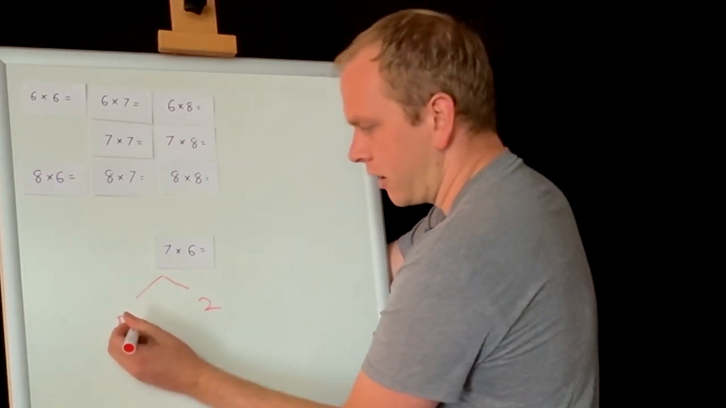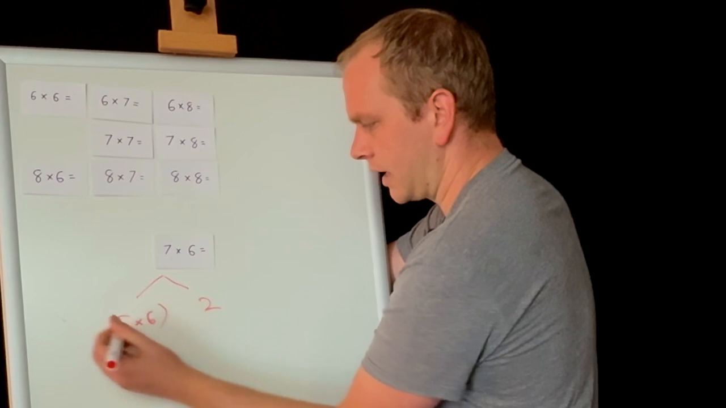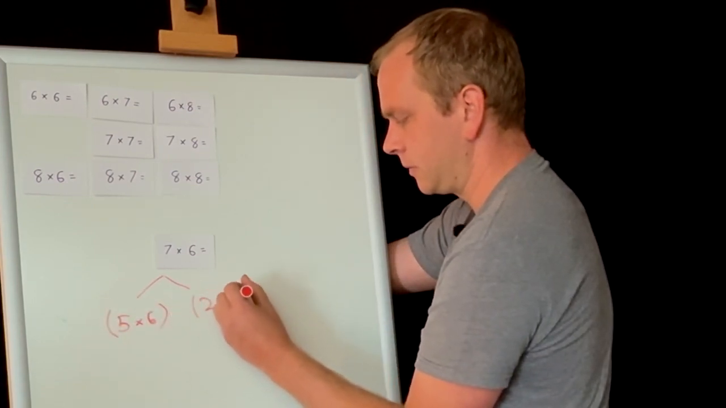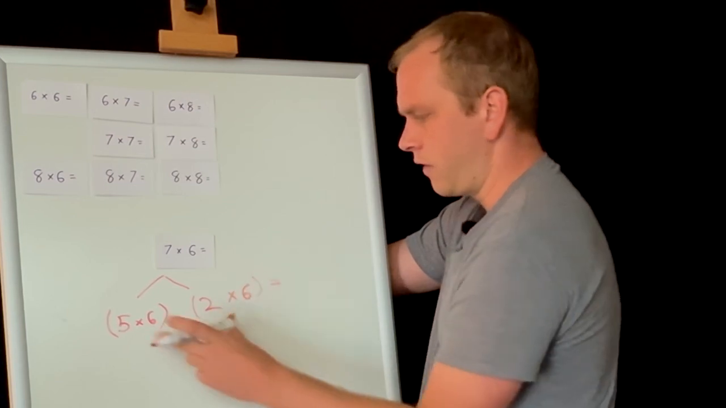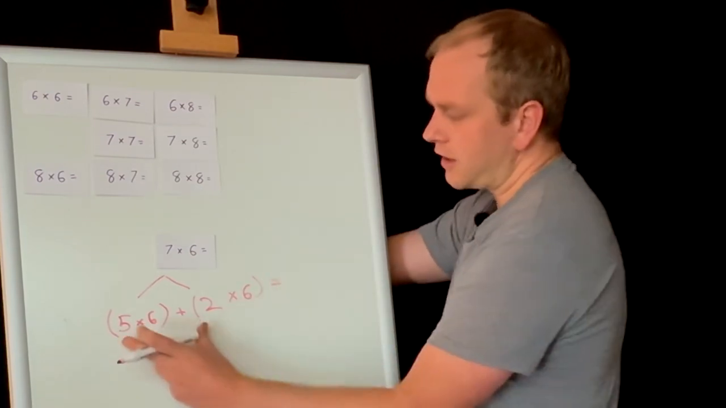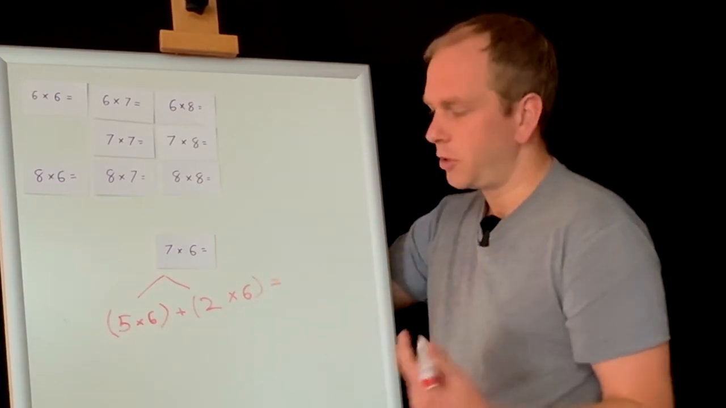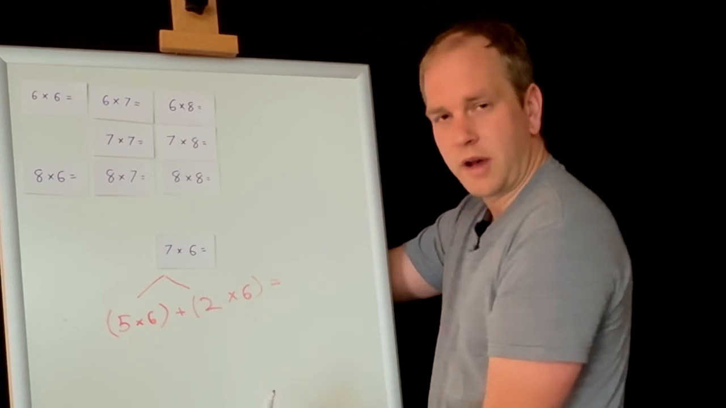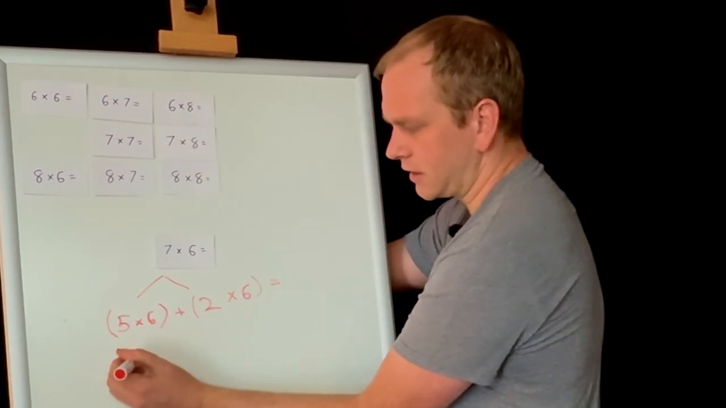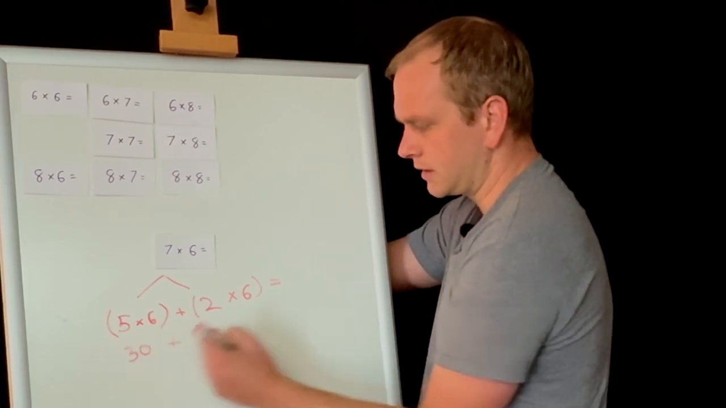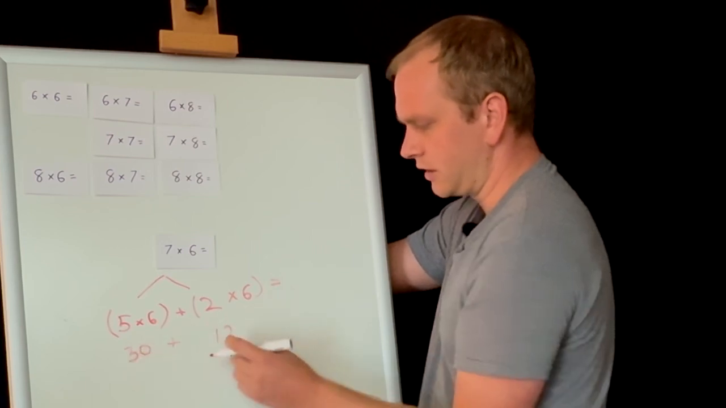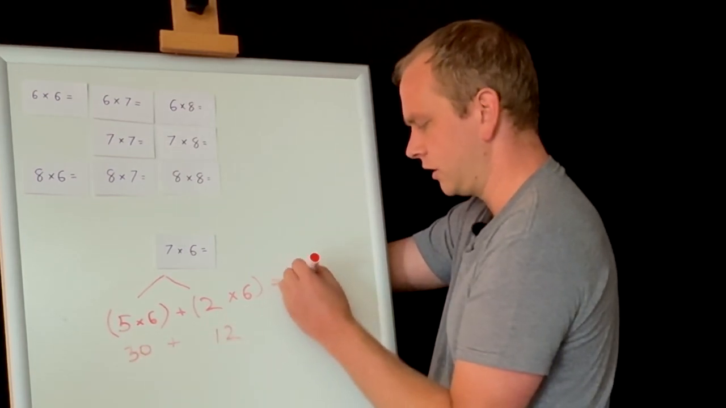So if I go 5 times 6, and I put that in some brackets, and then 2 times 6, if I solve both of these and add them together, I'm going to get the right answer. Now that I've split my 7 up, I'm able to use strategies from earlier in the week. Here I can use the times 5 strategy, times 10 and halve it. 6 times 10 is 60, half of 60 is 30, plus double 6, because I've got my 2 here, 12. I know that's 30, and one more 10, 40, 42.